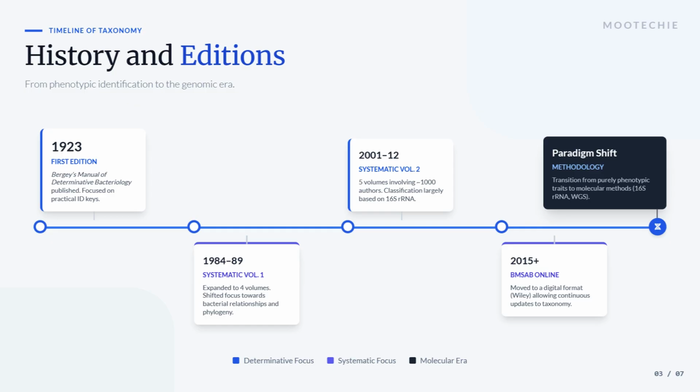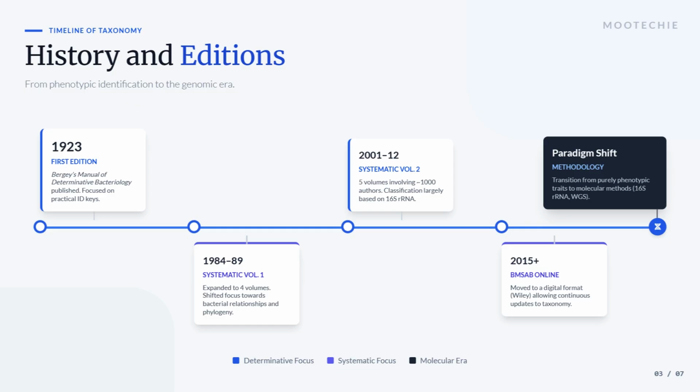The second systematic edition, from 2001 to 2012, comprised 5 volumes and involved about 1,000 authors. A key feature of this edition was that classification became largely based on 16S rRNA gene sequencing, a molecular technique. This leads us to the paradigm shift in methodology, which was the transition from relying purely on phenotypic traits like shape and staining to incorporating molecular methods such as 16S rRNA analysis and whole genome sequencing, or WGS.